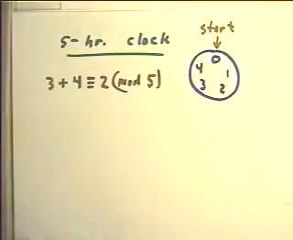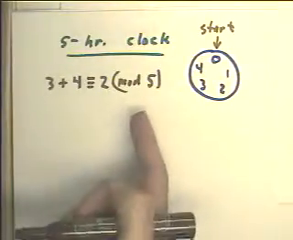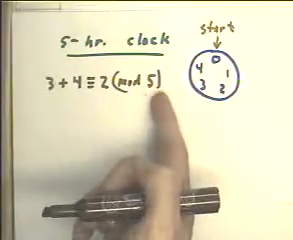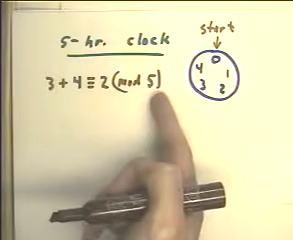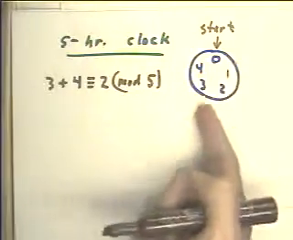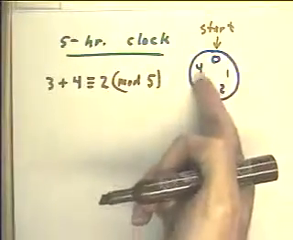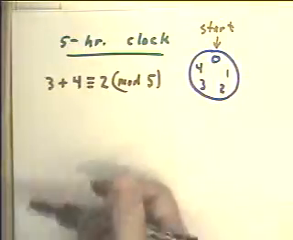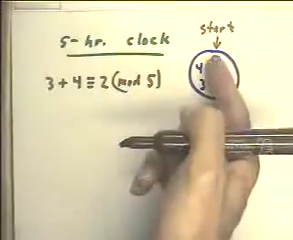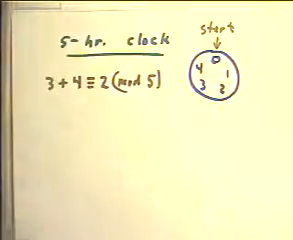Now, the fact that it's a 5-hour clock will be represented by the mod 5 here. That 3 plus 4 is identical to 2 mod 5, meaning that on a 5-hour clock, adding 3 and then adding 4 more is equivalent to just going 2 units. And of course the reason for that is obvious.